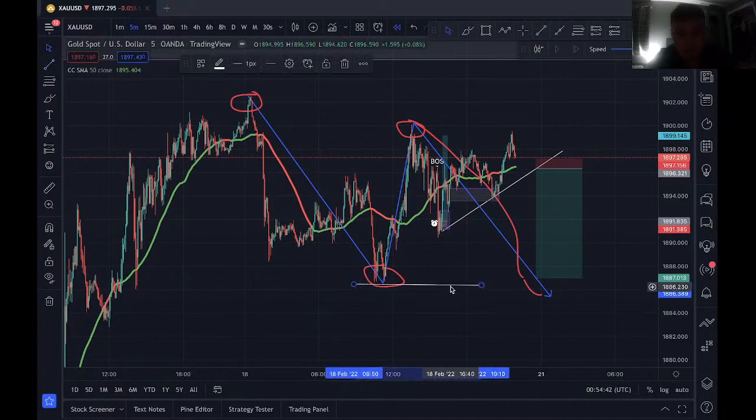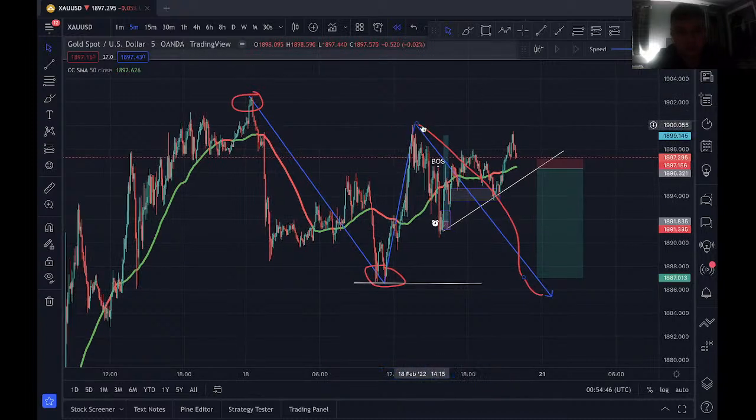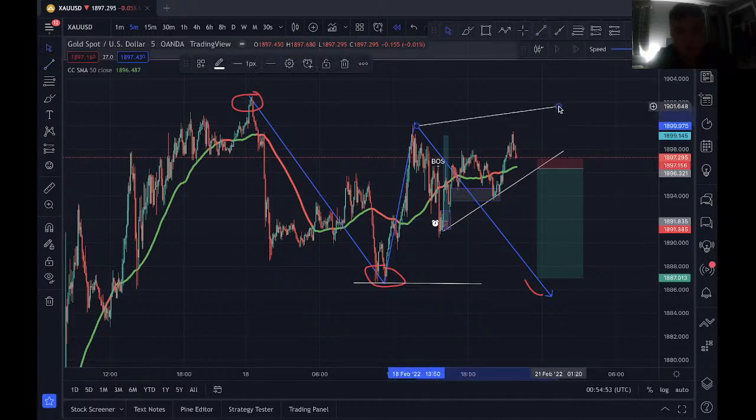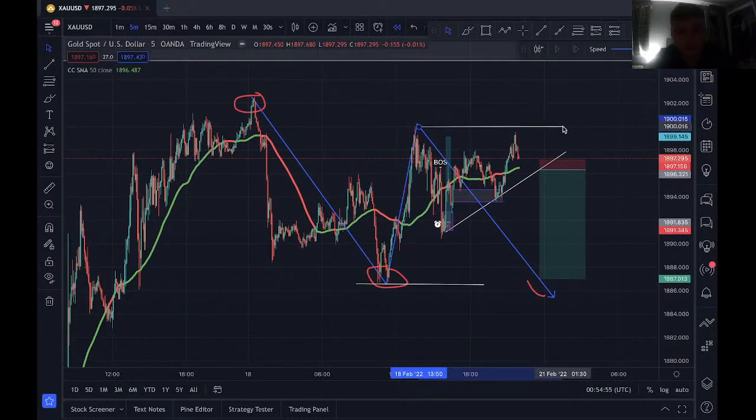Potentially looking for price to come and break this, because if price breaks here, delete this quickly. If price breaks this here, then we're looking for a bullish market. Overall, I'm bearish right now on this. Just from looking at this price action, quite bearish.